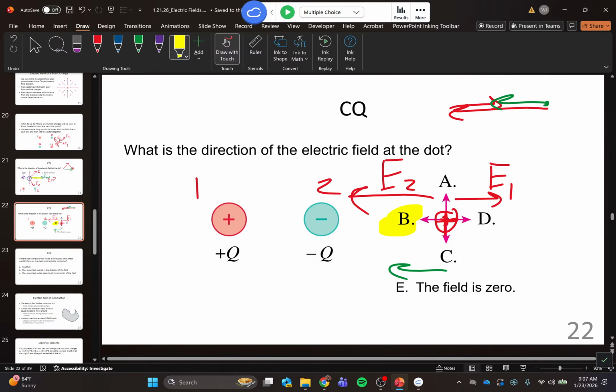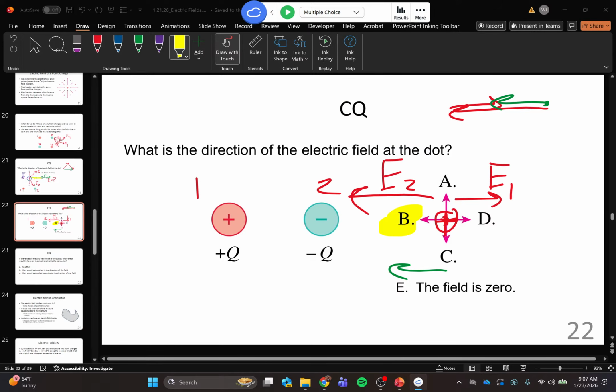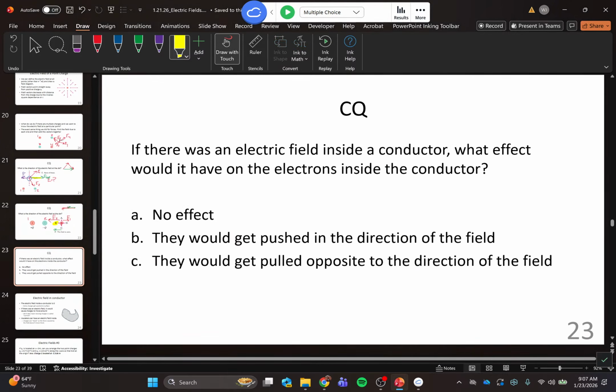remember, the field points in the direction a positive charge would move. If there was a hypothetical charge here, which way would it move? To the left. Why? Because the negative charge is closer, and all the rationale we've already said. So, all matches up. Distance matters. Okay.